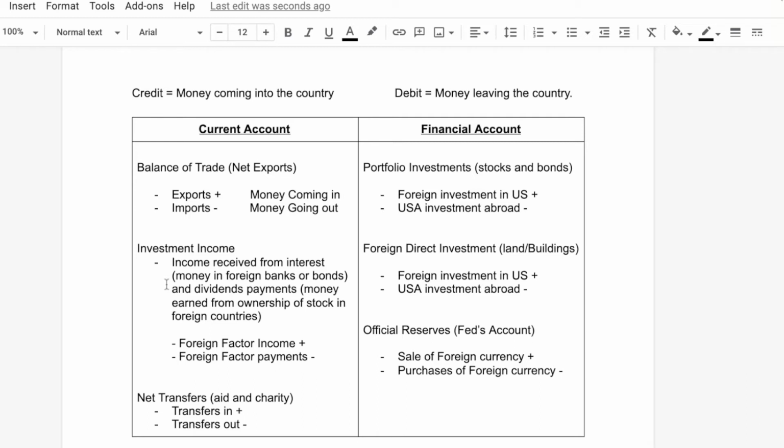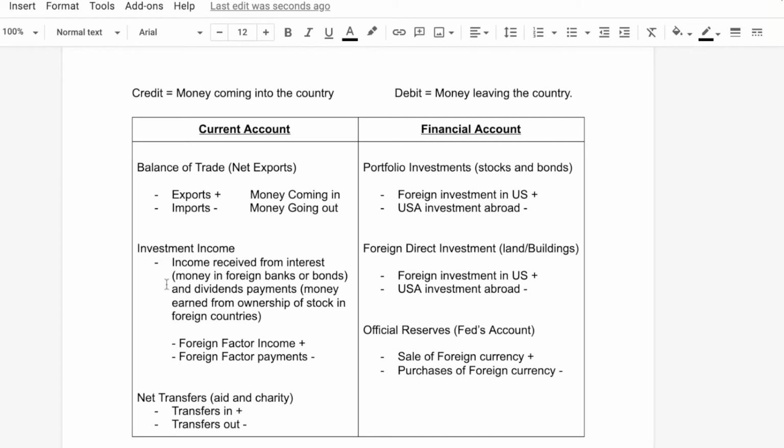Portfolio investments are what you tend to think of when you think of financial stuff, stocks and bonds. If someone in the US purchases stock in a company from another country, that is going to be money leaving the country, and that's going to be a debit in the financial account. However, if we sell stocks and bonds to people that are in other countries, like somebody in Japan buys stock in Apple or buys Apple bonds, that would be money coming into the country. That would be a credit in the financial account because they bought the stock or bond. They bought the financial asset.